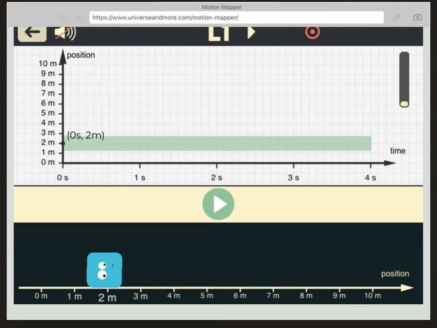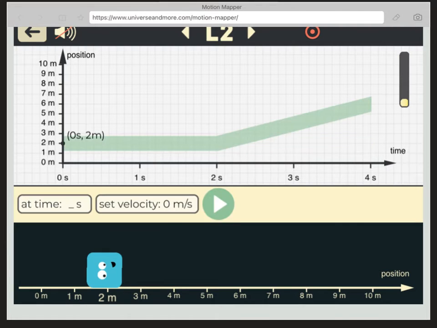Okay, all that is I've now set up the position of the little character to do the motion, which is not moving at all, sitting still at 2 meters, because that's what the green line indicates. After that, I hit play. And you see it traces along that the character did not move, okay?